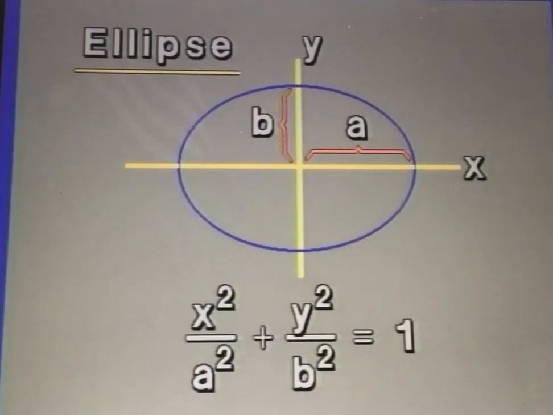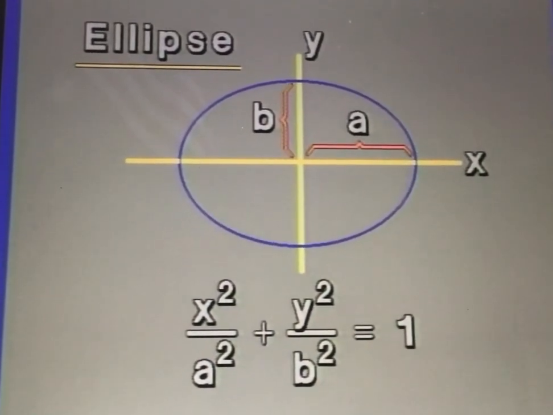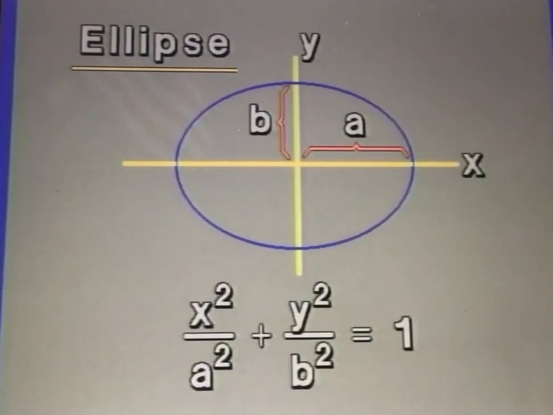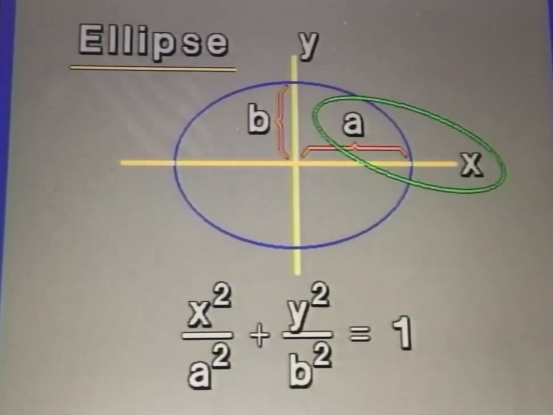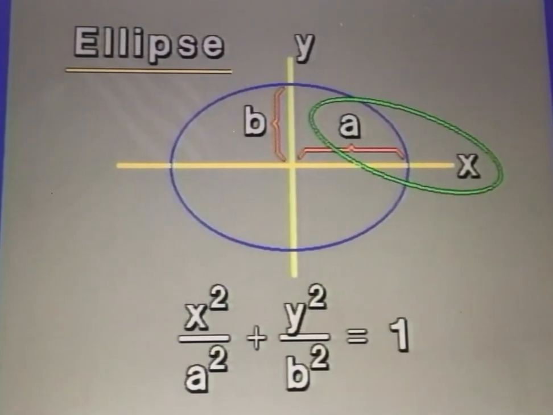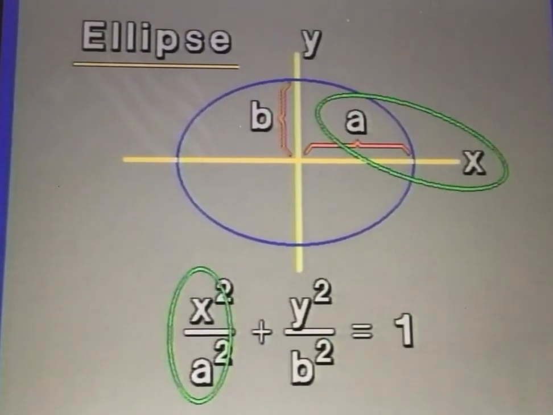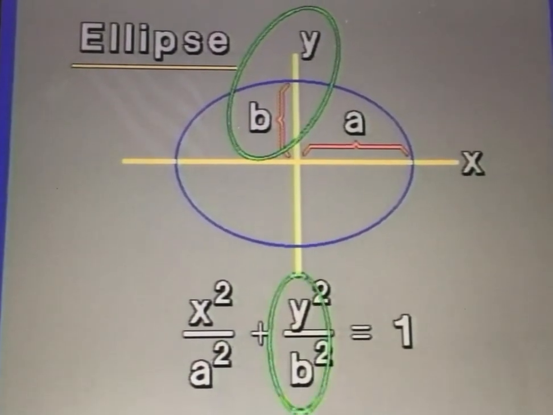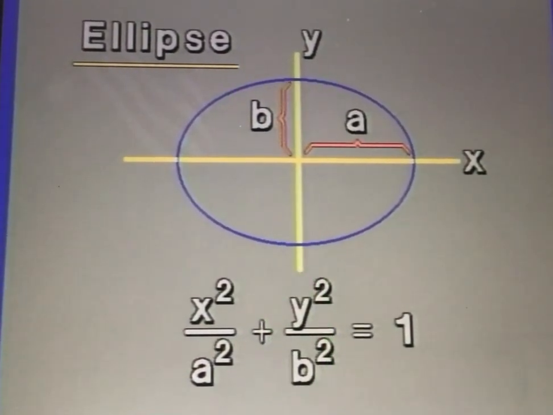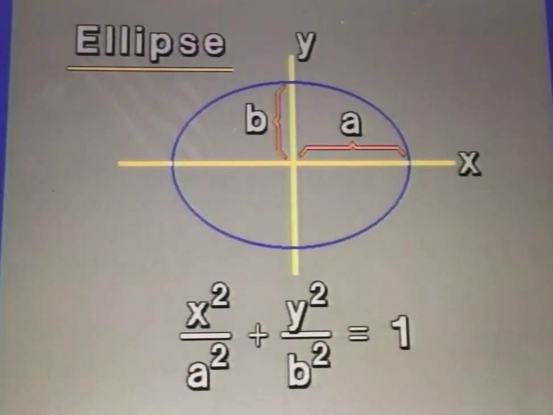Notice a plus sign appears between the two fractions and a 1 appears on the right side of the equation. And another interesting thing to realize is that A and X are both horizontal distances on the graph, and A and X appear in the same fraction of the equation. In a similar way, B and Y are vertical distances, and B and Y appear in the same fraction.